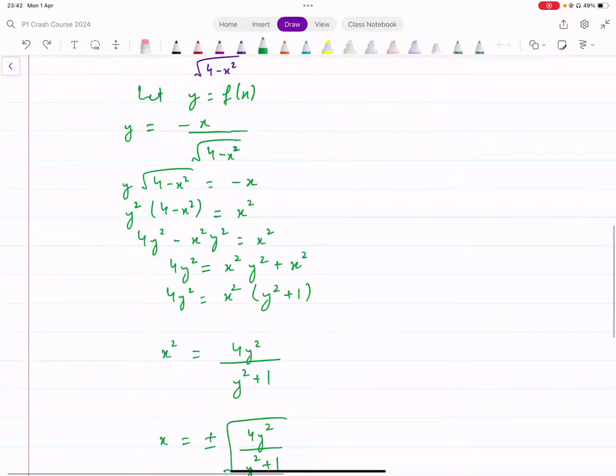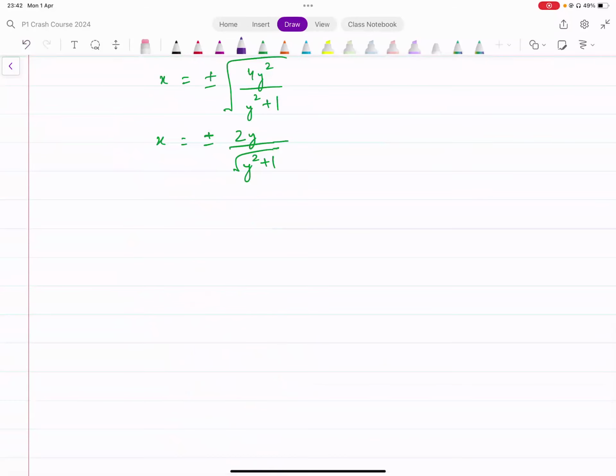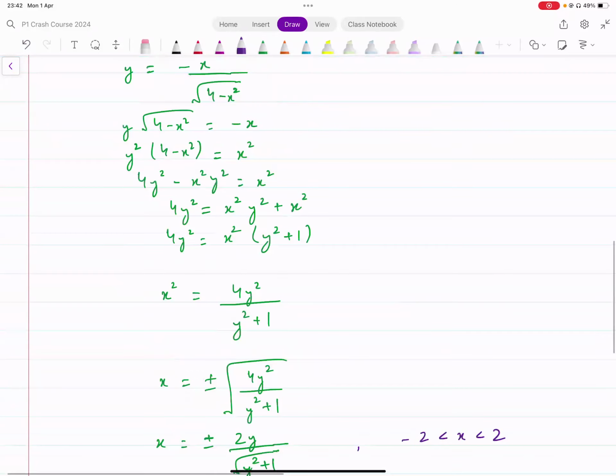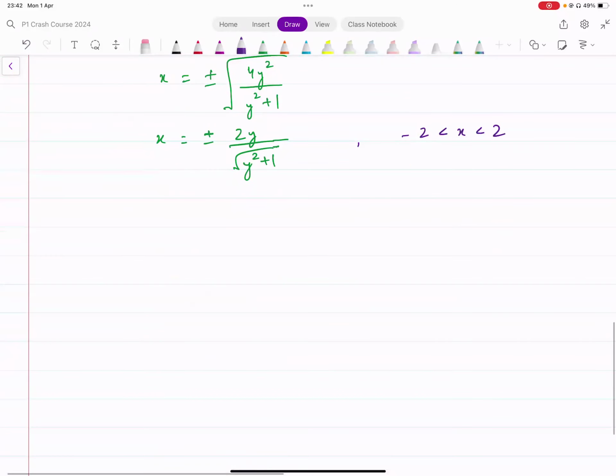The domain is minus 2 to 2. Let's think of that. Can we figure out using that? Minus 2 to 2. So x is supposed to be between minus 2 and 2. Now, do you get that with plus or minus?